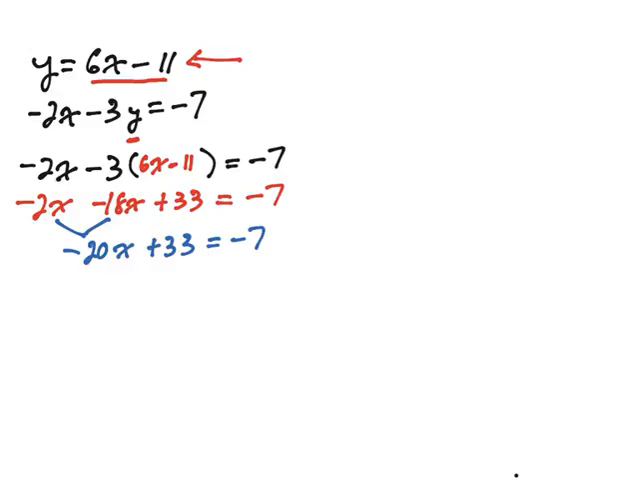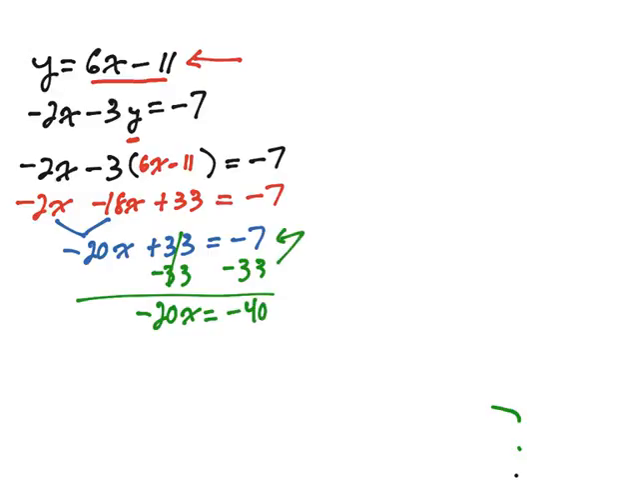Then we need to subtract 33 from both sides. These cancel out. Leave me with negative 20x equals negative 40. Remember here, same sign, add them together, keep the sign, okay? And then we divide by negative 20 on both sides. And we get x equals positive 2.